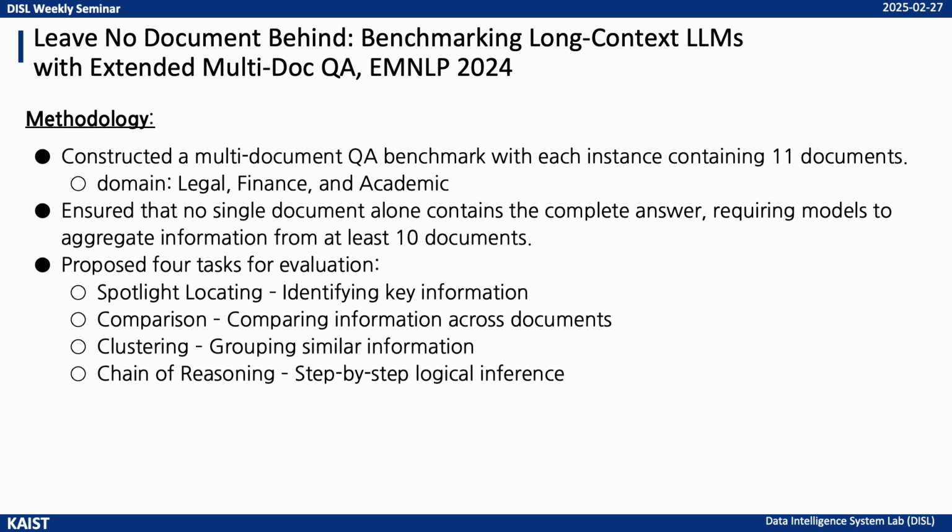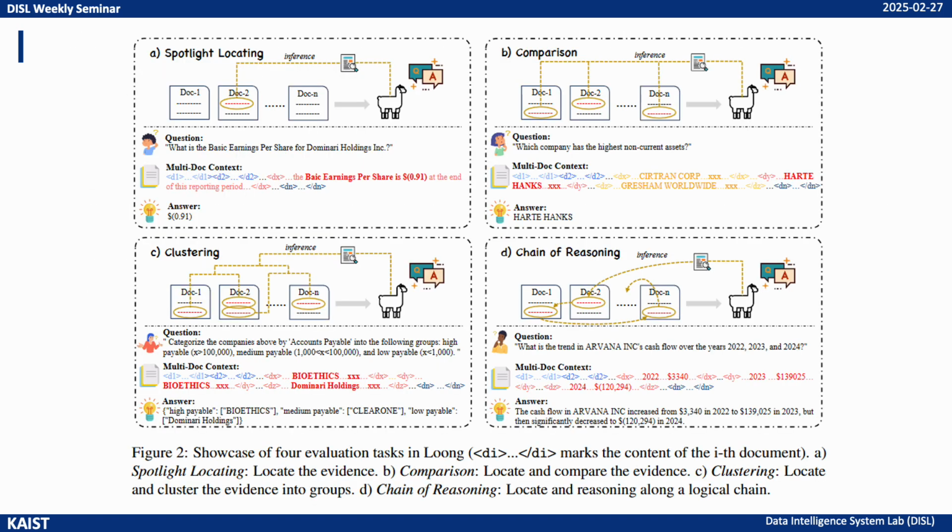They propose spotlight locating, comparison, clustering, and chain of reasoning. The detailed descriptions of the 4 tasks are shown in the given figure. Spotlight locating is to find the answer in one document among multiple documents.